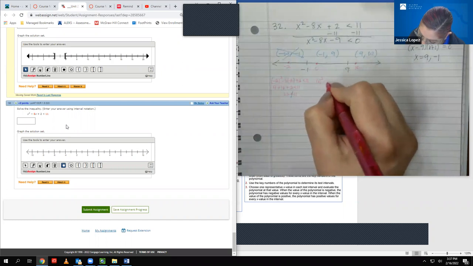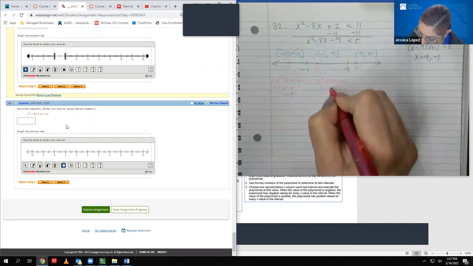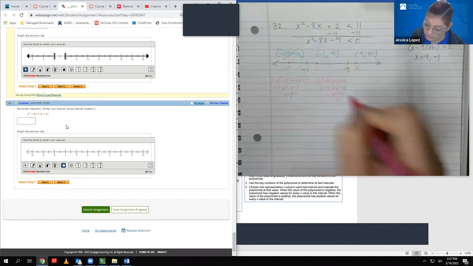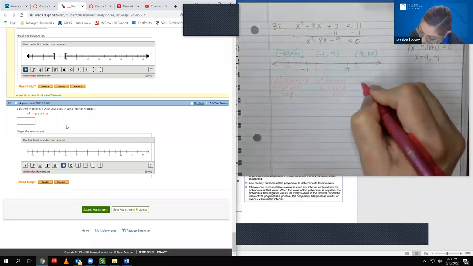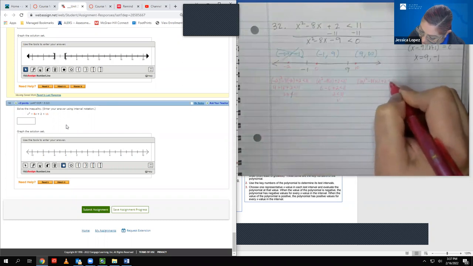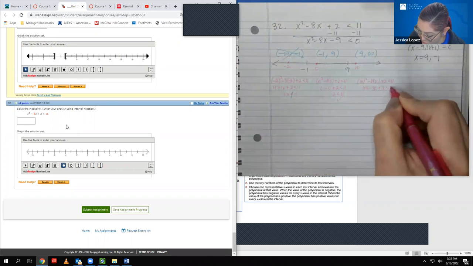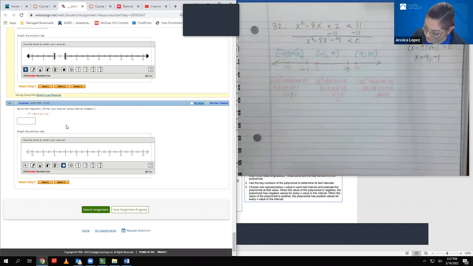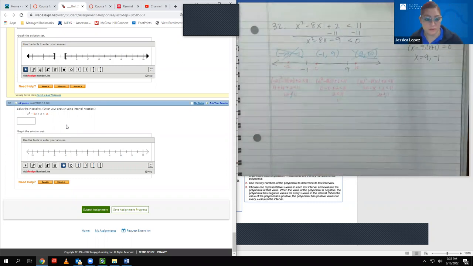0 squared minus 8 times 0 plus 2. I get 0 minus 0 plus 2. I get 2 is less than 11, and that's true. So this will be part of my solution. And then finally, 10. I get 100 minus 80 plus 2, which is 22, and that is not less than 11. So this interval will not be part of my solution.